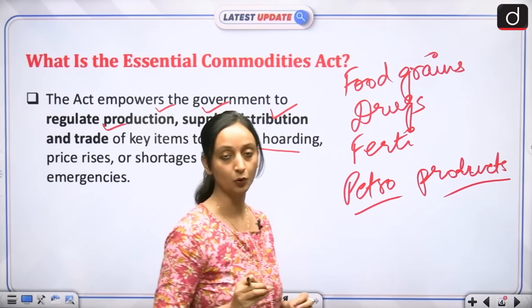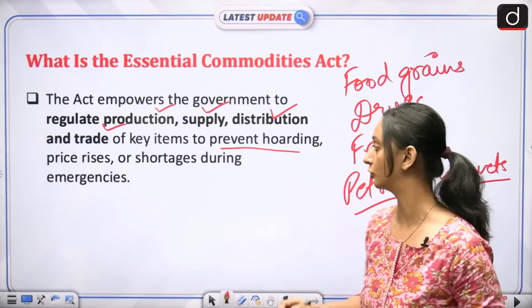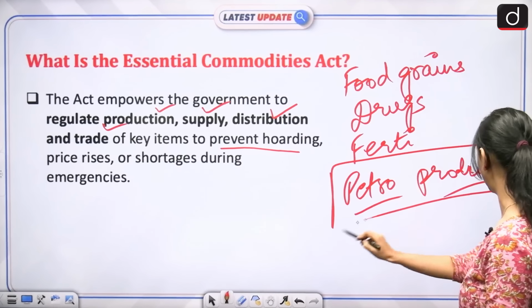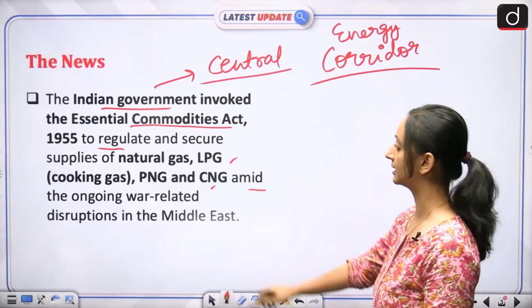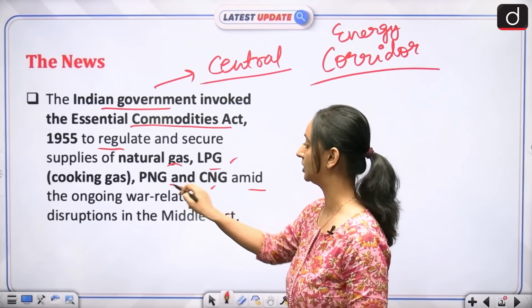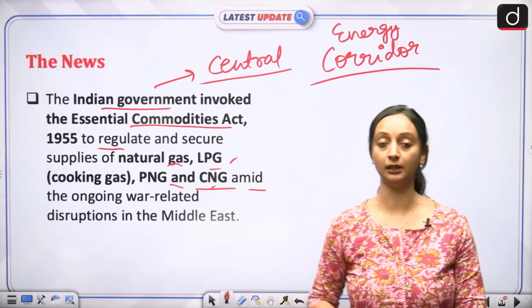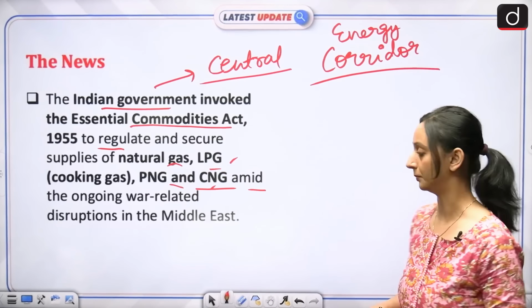This act is invoked, and right now this act has been invoked for petroleum products. Petroleum products like natural gas, LPG, PNG and CNG. This has been invoked for petroleum products at the moment.